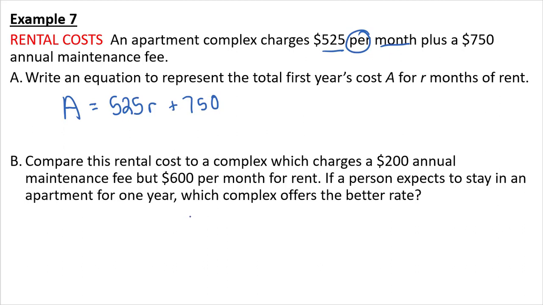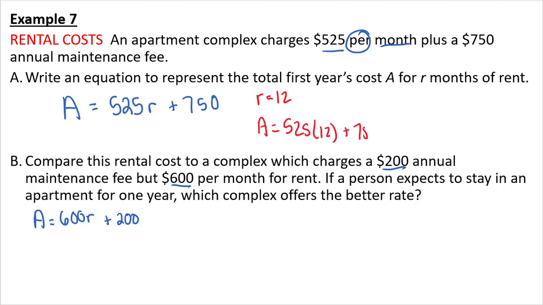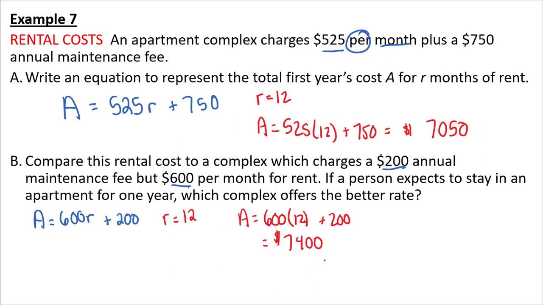Compare this rental cost with one that charges a $200 annual fee, which is a little bit lower, but my rent is a little bit more a month. Okay, so this one would be $600 per month plus the $200. If I plug in R equals 12 here, I have 525 times 12 plus 750. After 12 months, it's going to cost me $7,050. For here, my rent is for 12 months. So I have A equals 600 times 12 plus 200. That equals 7,400. So the first one is a lot cheaper.